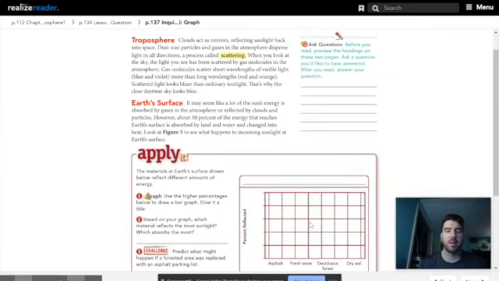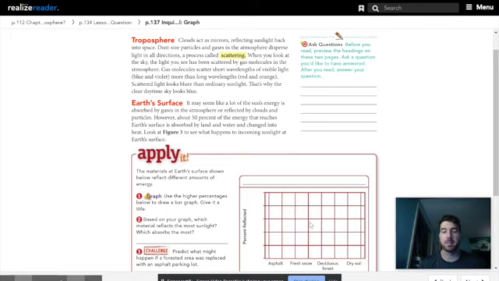All right, next we're going to talk about how energy in the form of electromagnetic radiation interacts with the troposphere. So clouds act as mirrors, reflecting sunlight back into space. Dust-sized particles of gases in the atmosphere disperse light in all directions via a process called scattering. When you look at the sky, the light you see has been scattered by gas molecules in the atmosphere. Gas molecules scatter short wavelengths of visible light, blue and violet, more than long wavelengths, red and orange. Scattered light looks bluer than ordinary sunlight. That's why the clear daytime sky looks blue.